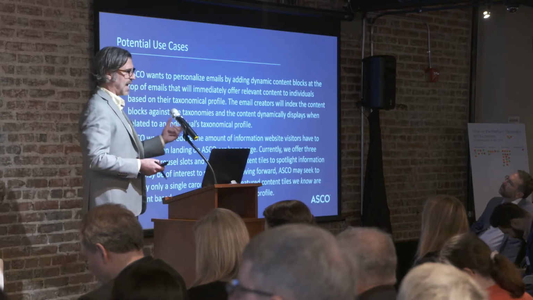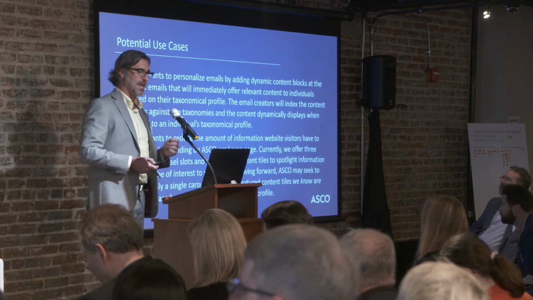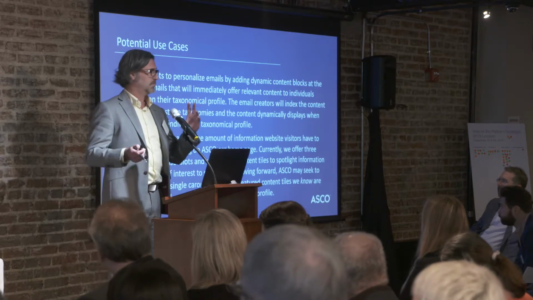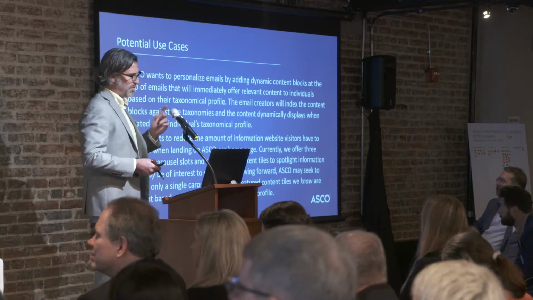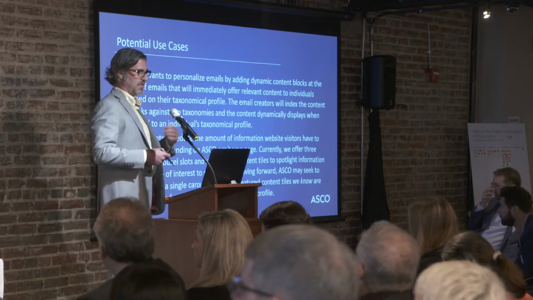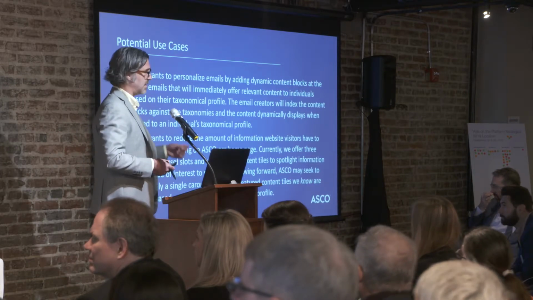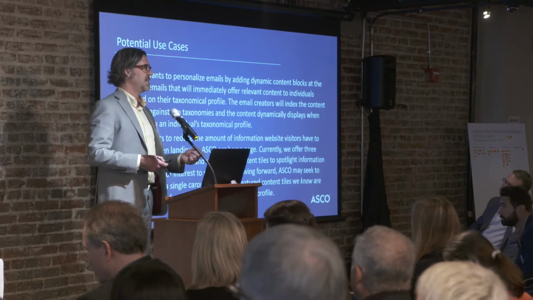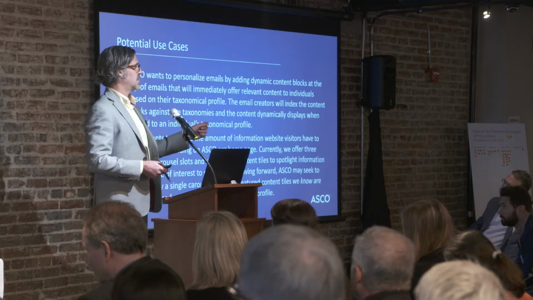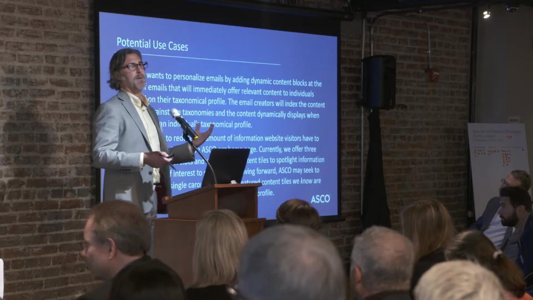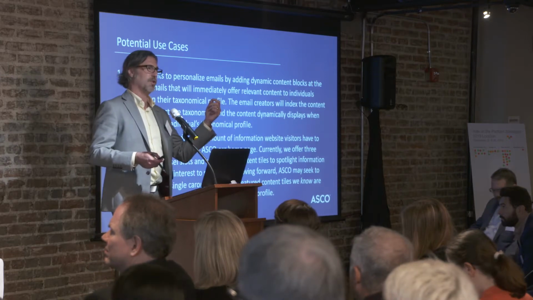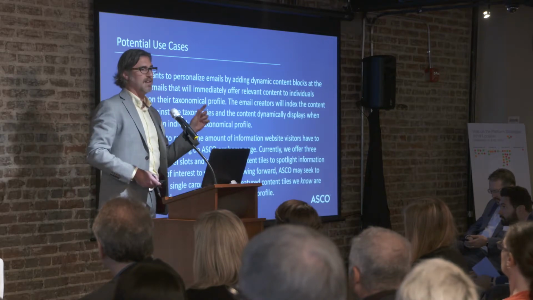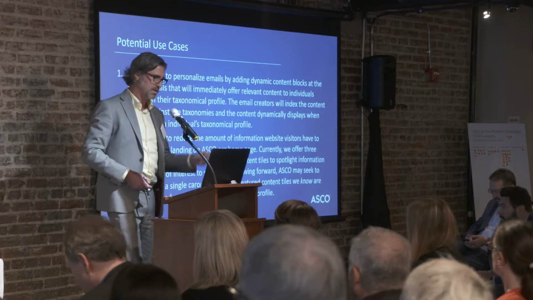So in this case, perhaps ASCO wants to personalize emails by adding dynamic content blocks at the top of emails. You all familiar with dynamic content blocks? Okay, good. So that will all be based on the taxonomical profile. So the email creators would index the content blocks themselves against our taxonomy, and then they would identify, pulling from a query within the development of the email, look for these characteristics of an individual. So a traditional query in an email platform says, I'm looking for data point ABC, exclude DEF. We could use that because we've now defined an individual based on these data taxonomical points.